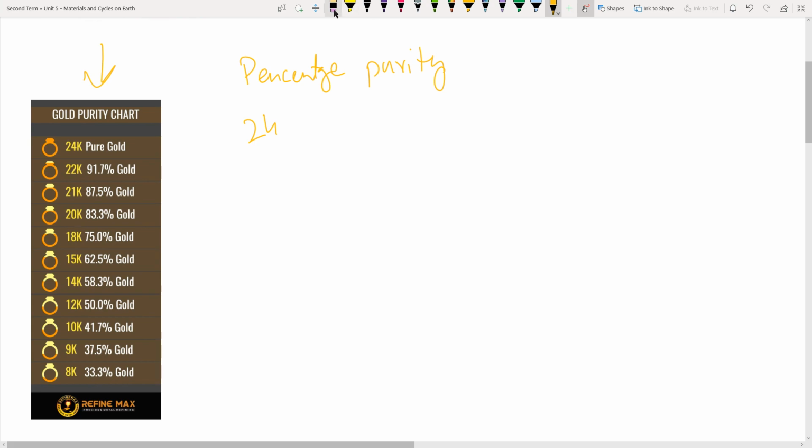Whatever the carat you're buying, let's say I'm going to buy 18 karat gold. We do know that 24 karat is the purest gold. It has no other atom in it. So we take this one in question, divide by the purest gold type, and multiply this with 100%. This will give us the value of 75%. That means 18 karat gold is going to contain 75% gold in it.